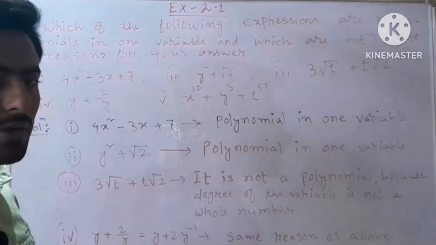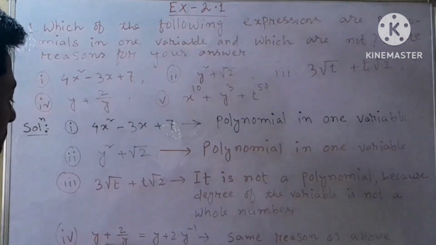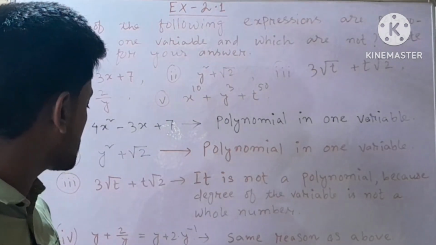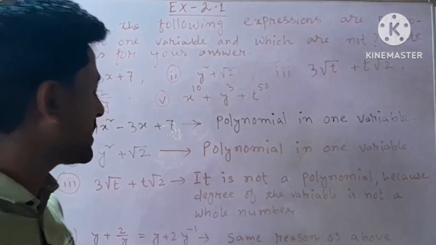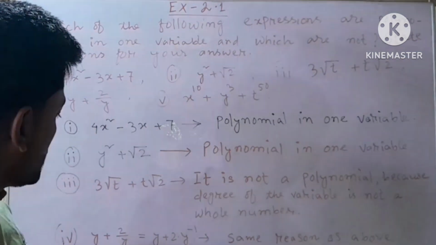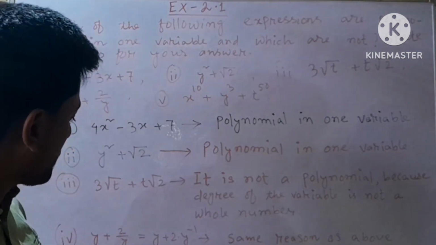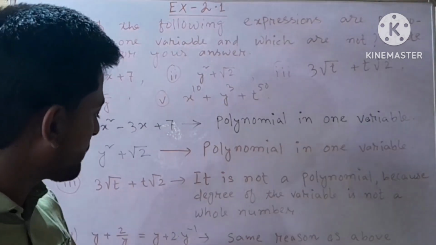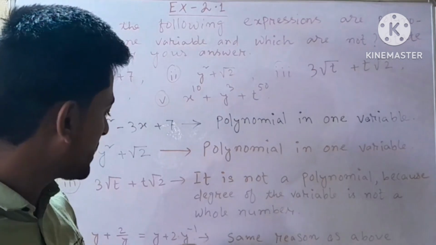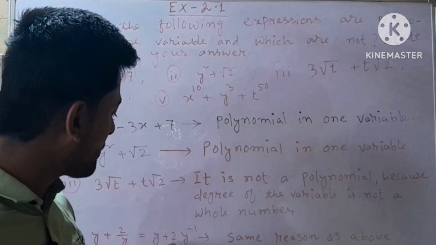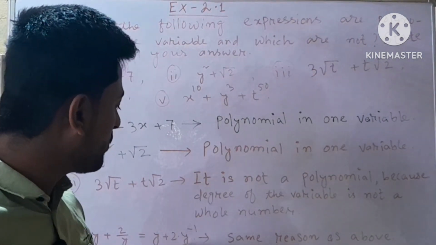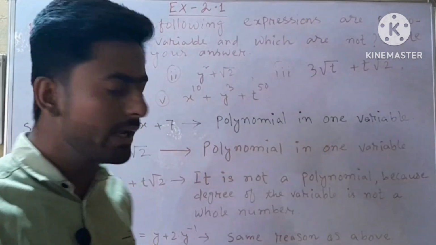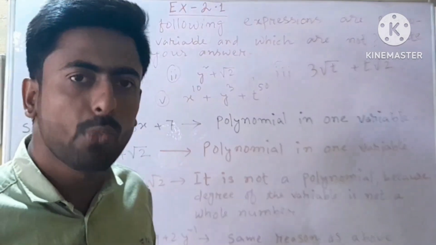Next, you see Roman number 4 here given y plus 2 by y. We can write it as y plus 2 into y power minus 1. That means here in denominator y power is 1. So if we take it in numerator, then power will be negative. So therefore it will be y plus 2 y power minus 1. Since minus 1 is not a whole number, therefore this is not a polynomial.